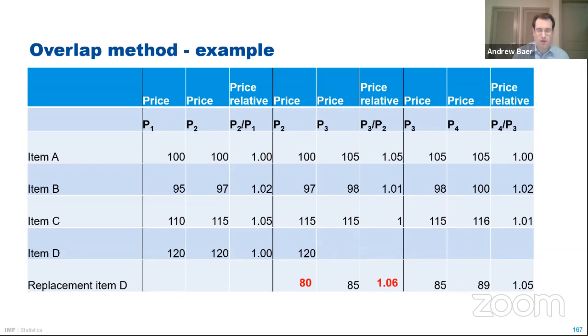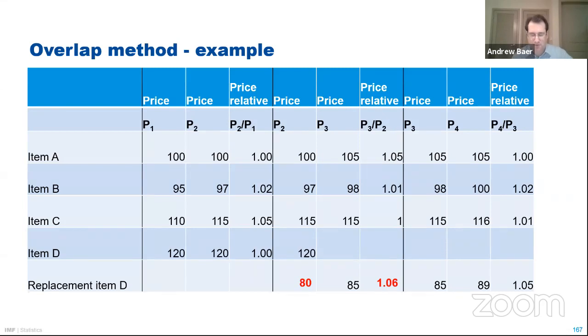So now, for an overlap method, for us to do the overlap, we want to have the replacement item produced in the market at the same time as the old item was produced. In this example, the replacement item D was sold for $80 in period 2. So in period 3, when we have the new item, again, we don't want to compare the new price of the replacement item, 85, to the price of the old item, 120.